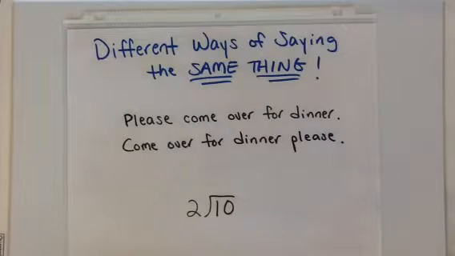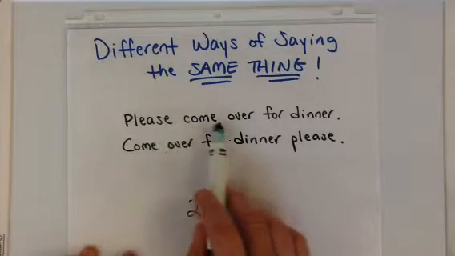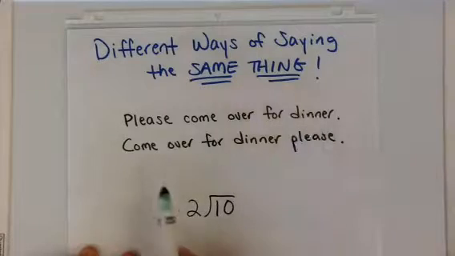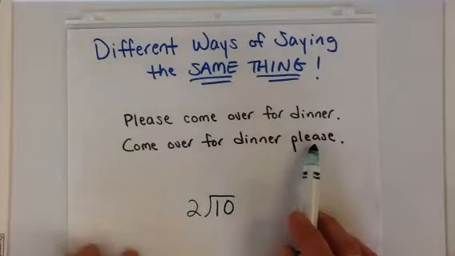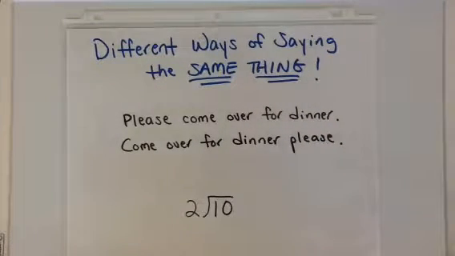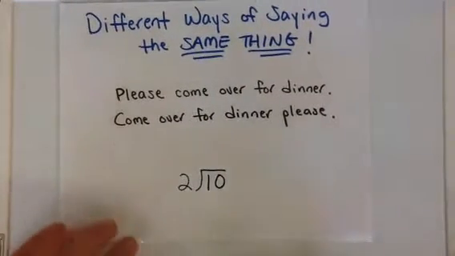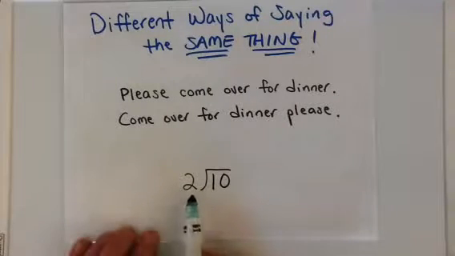there are different ways of saying the same thing in life and in math. So for instance, if I say, please come over for dinner, and come over for dinner, please, those are two different statements that mean the same thing. I've just reordered the words a little bit. Different ways of saying the same thing. And then now here's an example in math.